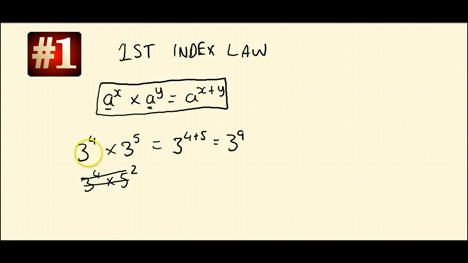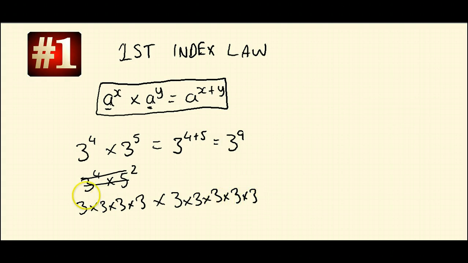Okay, now we can check that that's true by working this out. 3 to the power of 4 was 3 times 3 times 3 times 3. And that was multiplied by 3 to the power of 5, which is 3 times 3 times 3 times 3 times 3. So we end up here with 9 3's multiplied together. Well, another way of saying 9 3's multiplied together is 3 to the power of 9, which is what we had from using the index law. So we end up with the same result, but the index law is obviously a lot quicker than going through this process. So that's the first index law.